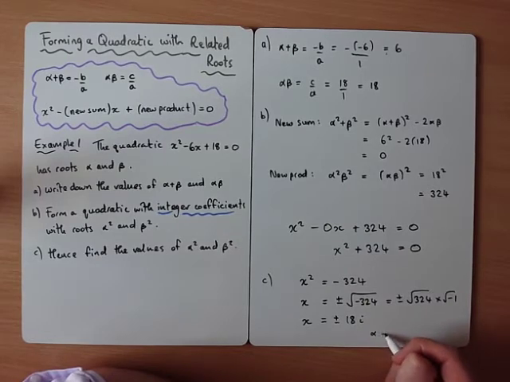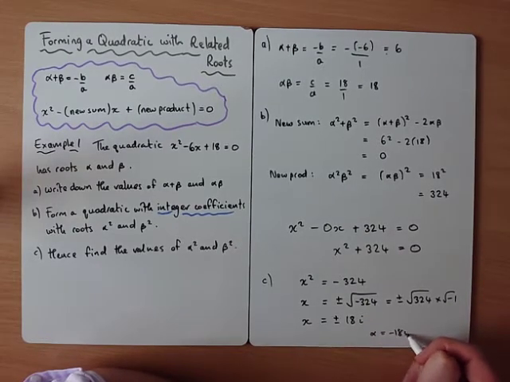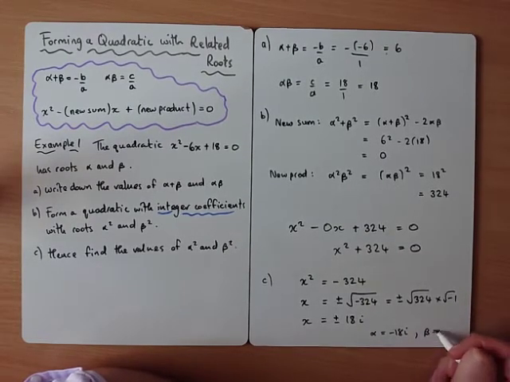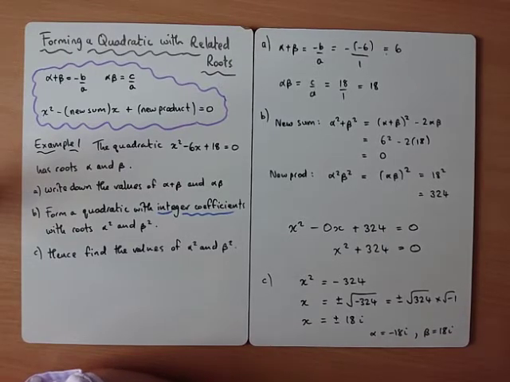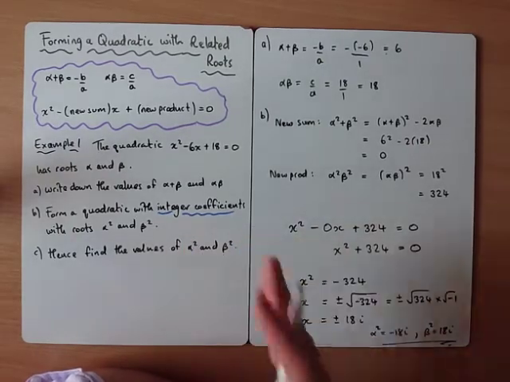So alpha would equal minus 18i, beta would equal 18i. Or you could put them either way around, it doesn't matter which one's which. Oh, sorry, alpha squared. But they represent alpha squared and beta squared.